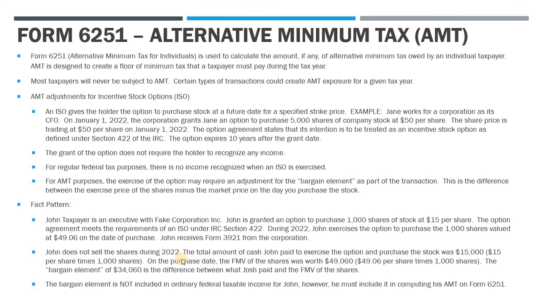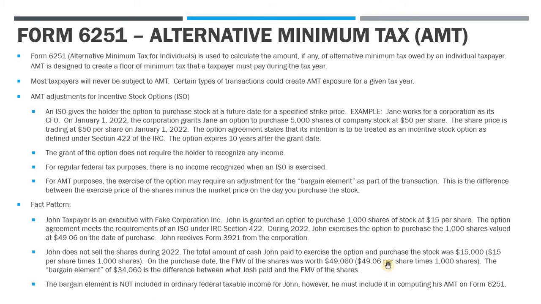During 2022, John does not sell the shares. The total amount of cash that he paid to exercise the option was $15,000, right? That's $15 per share times 1,000 shares. And then on the purchase date, the fair market value of the shares was $49,060, which is $49.06 times 1,000 shares. So already he's in the money by a lot, right? Because he was able to buy basically $50,000 worth of stock for only $15,000. So the bargain element in this case is $34,060. Now, this bargain element is not included in John's federal income tax computation, right?